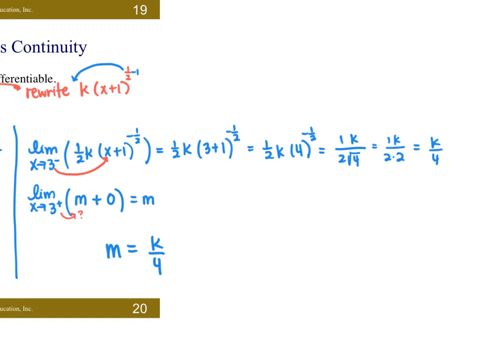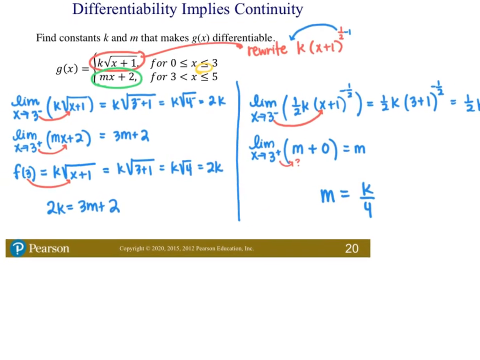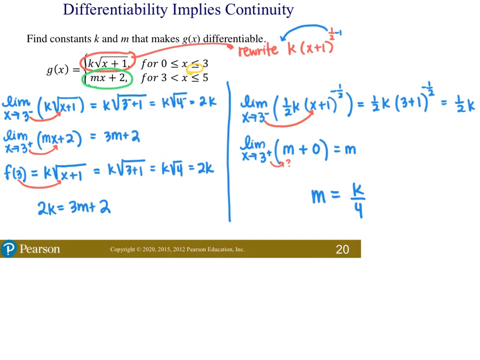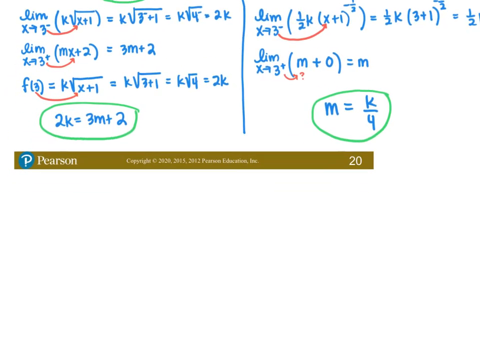So what did we end up with? We ended up with 2k equals 3m plus 2, and m equals k over 4. We can use those two things to solve each other, so you'll probably want to go on to the next blank slide here. If m is equal to k over 4, then I can substitute that into this m position. So I'm going to solve this using substitution.